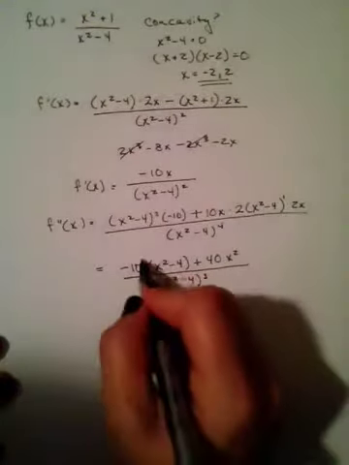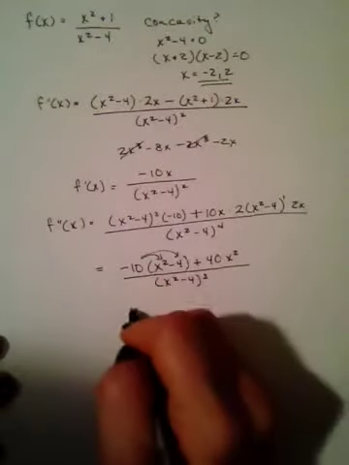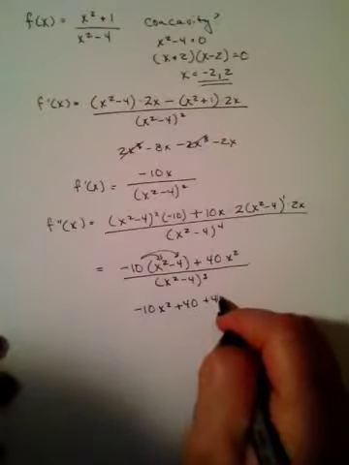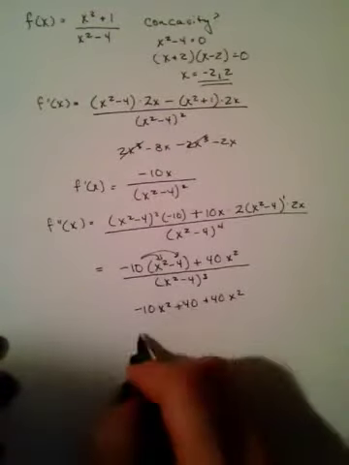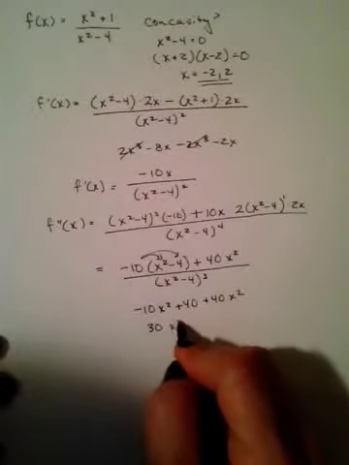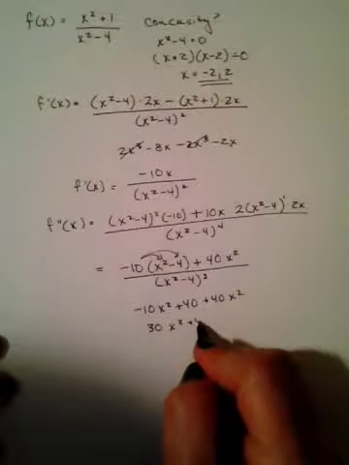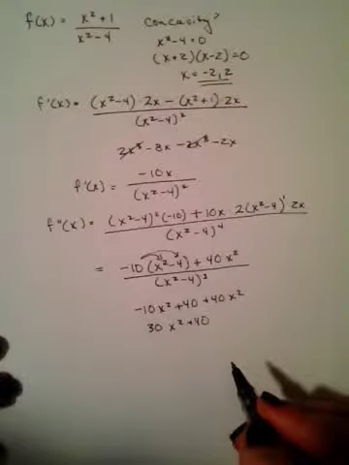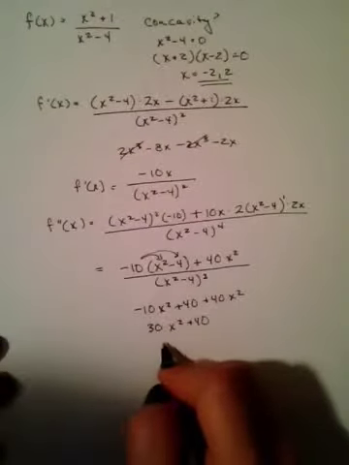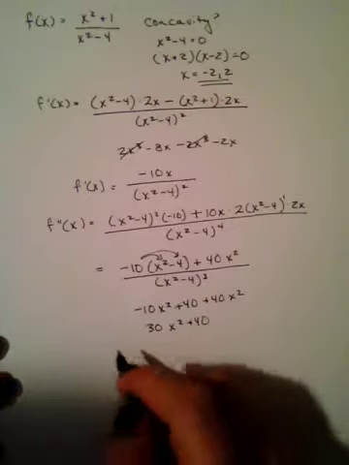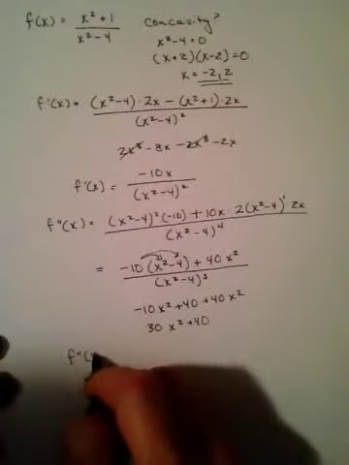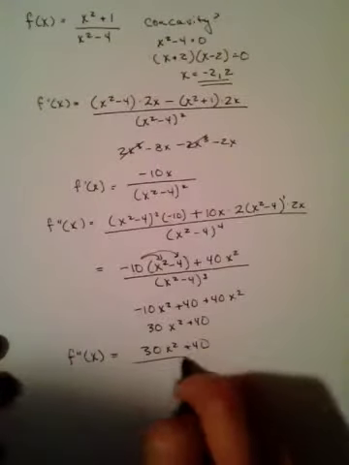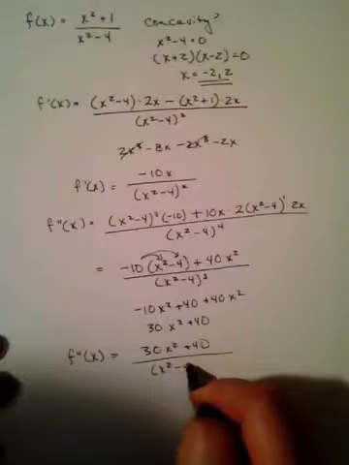Then I'm going to clean up my numerator by distributing my negative 10. So negative 10x squared plus 40 plus a 40x squared. Combining like terms, I have a 30x squared plus 40 in my numerator. I can factor out a 10 if I like, but I'm actually just going to leave it. So my second derivative, I'm going to leave it as 30x squared plus 40 over x squared minus 4 cubed.